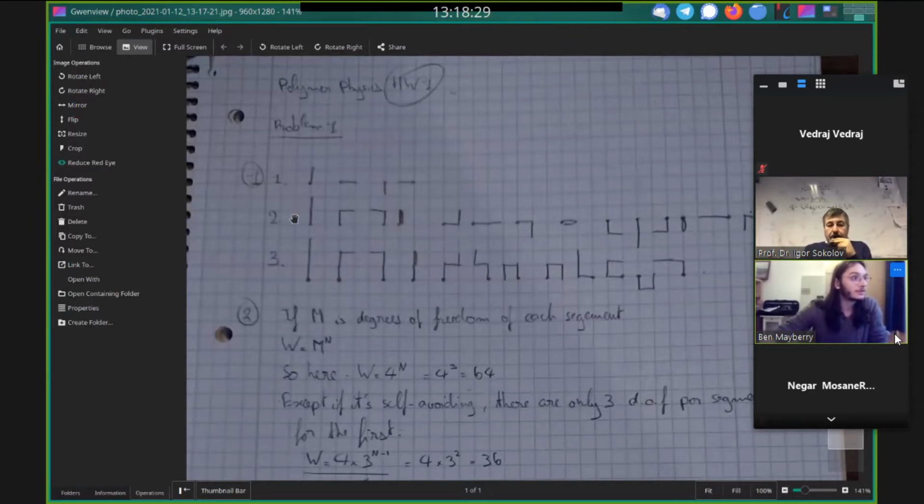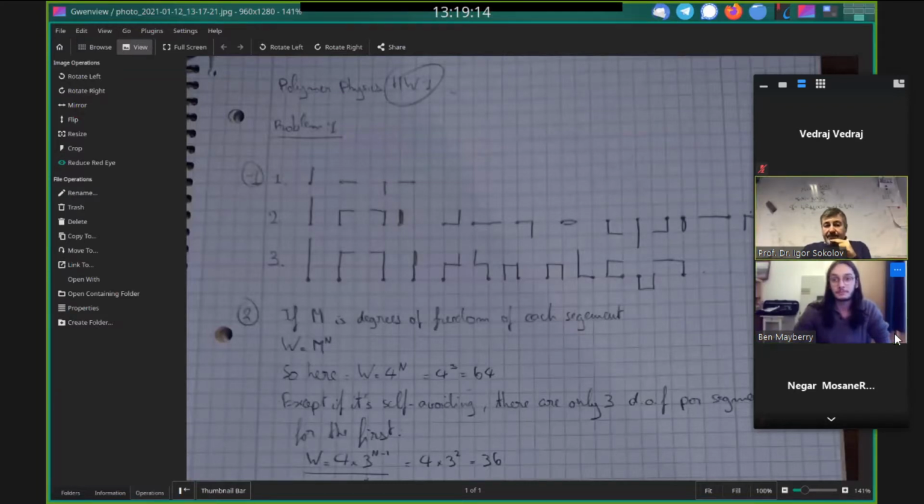So for problem 1, we had to draw the different configurations for different numbers of segments. So when n equals 1 segment, there are only 4 different possibilities, with 4 different arrangements. And then with n equals 2, it becomes 4 squared, because it's 4 to the n. And that's still counting that segments can fold back on themselves. And then for n equals 3, it becomes 4 cubed. So I didn't draw them all. They said that you can stop at a quarter of the number of possibilities. So I didn't do all of them.